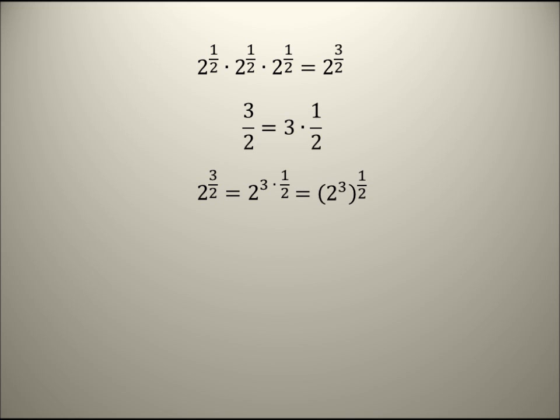Now you can probably see where we're going with this. If we do the bit in the bracket first, 2 cubed, we get 8. And now we raise that to the power of a half, which is just the square root of 8. And that's all there is to it. Let's take a look at one more example. 4 to the power 3 over 2.